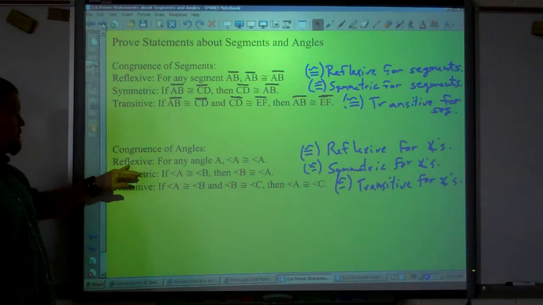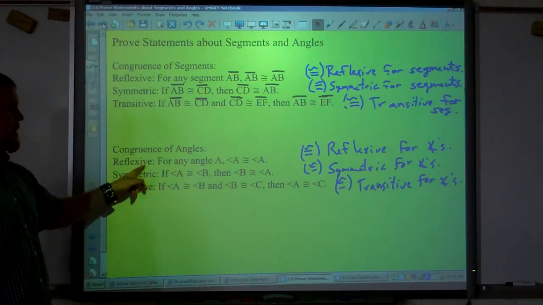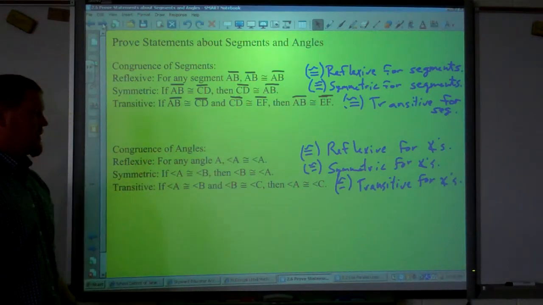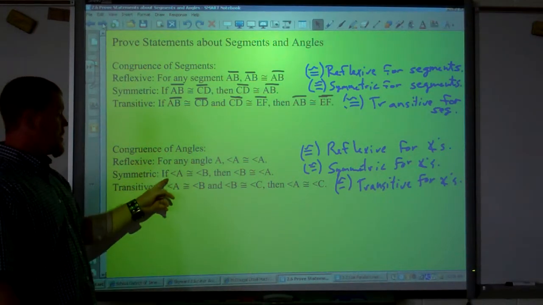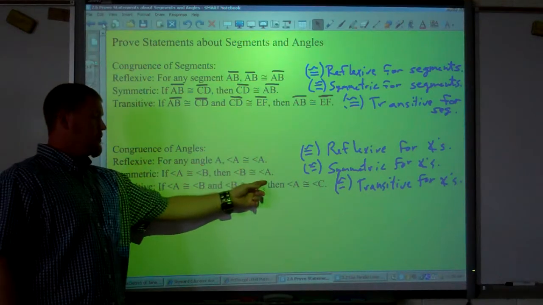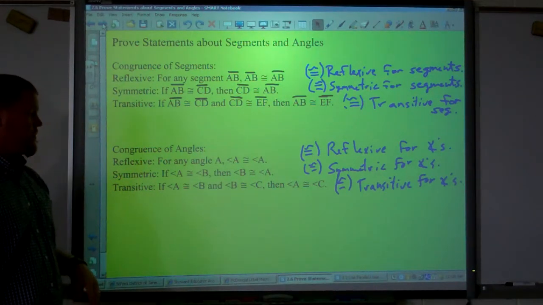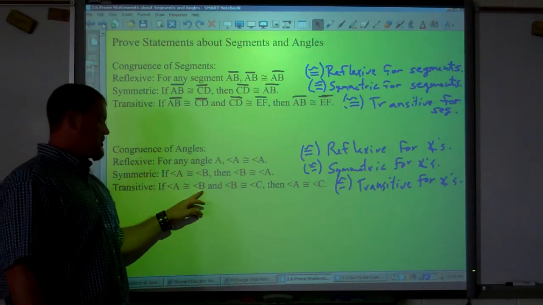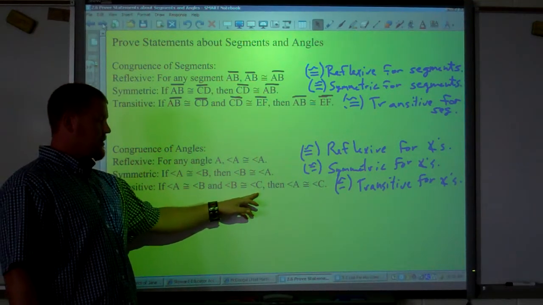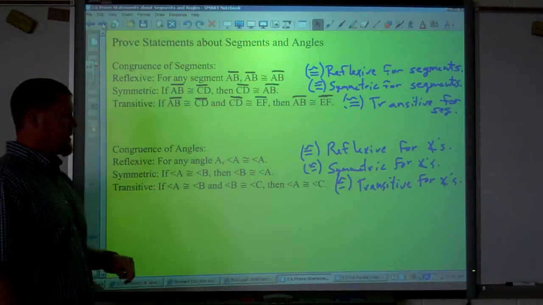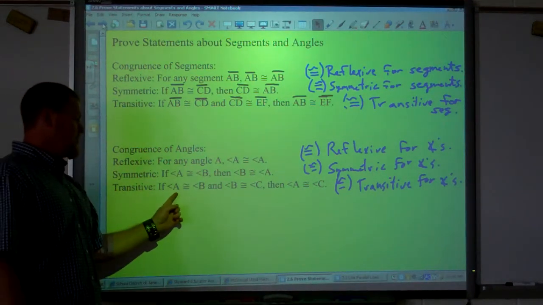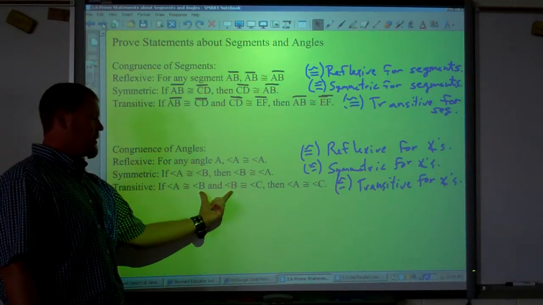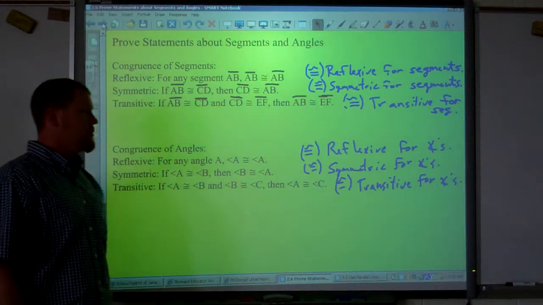And those same rules, reflexive, symmetric, and transitive, also apply for angles. Again, an angle congruent to itself is reflexive. Switching the order, alright, that's symmetric. And transitive again, if angle A is congruent to angle B is congruent to angle C, then angle A is congruent to angle C. Two different angles, angle A and angle C, are congruent to the same angle, angle B. Therefore, they're congruent to each other.